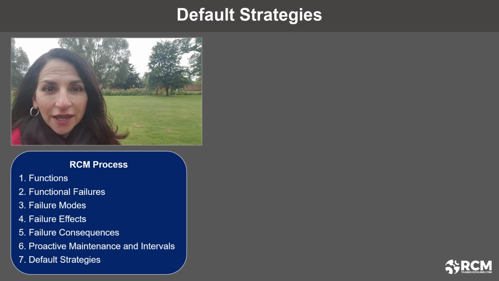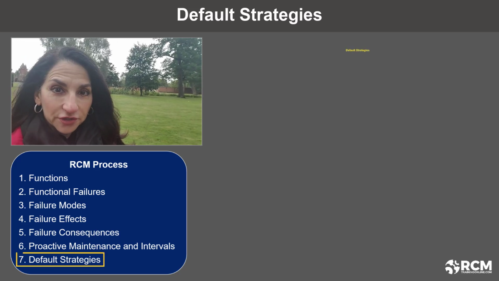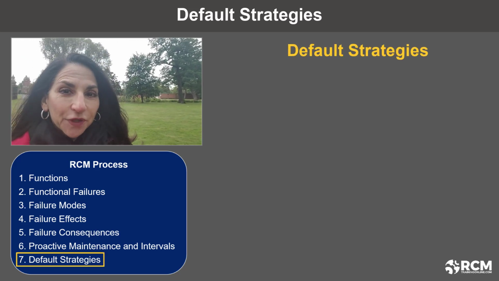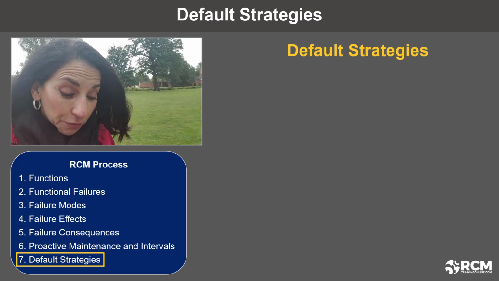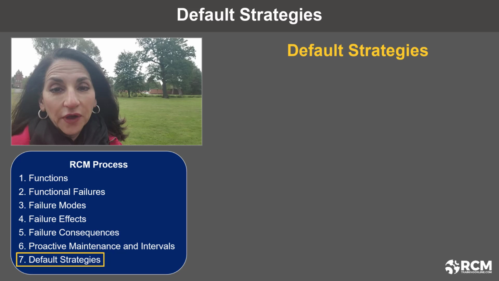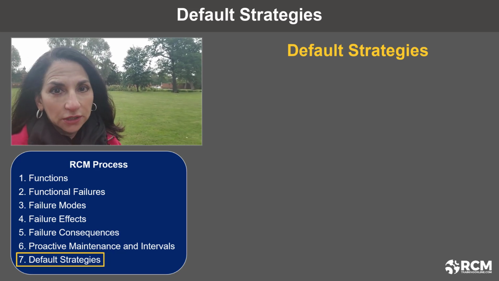Default strategies. Then we get to the last step in the RCM process, which is default strategies. Because the name reliability centered maintenance implies that the process is all about identifying maintenance for our equipment. And it does that, and it does that brilliantly.